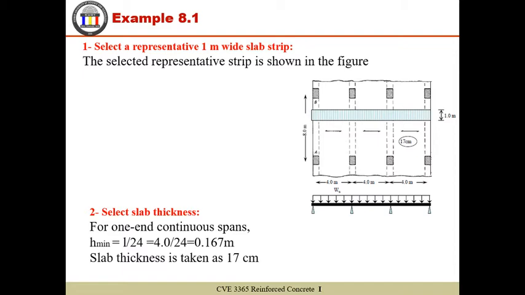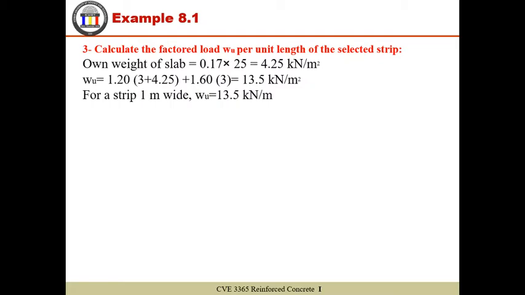Is that enough? You need to check the slab thickness as well for the shear. To do that, we need to find the shear diagram. To get the shear diagram, you need to find WU. So find the slab weight. This is the slab thickness. Multiply by gamma of the concrete. So we got this. After that, get W. So W is 13.5.